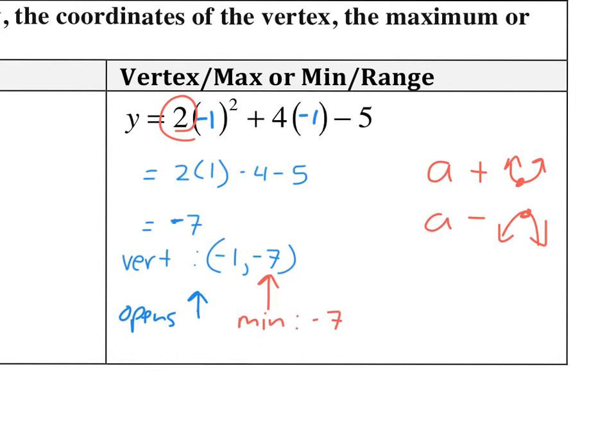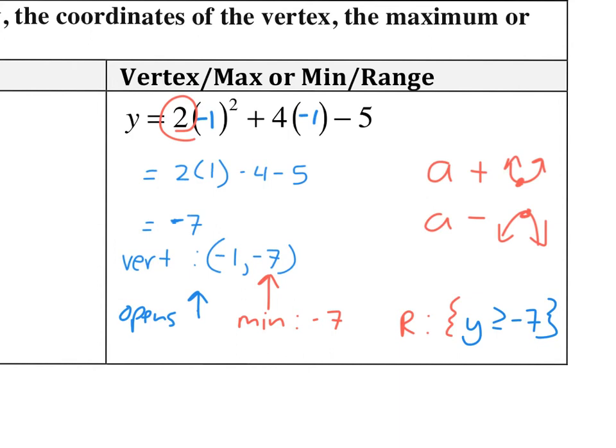And the last thing we know is the range. The range is completely determined by this right here. The lowest the function goes is negative 7. So that means my y value is greater than or equal to negative 7.